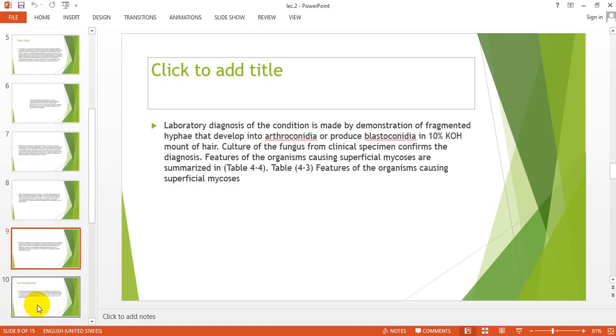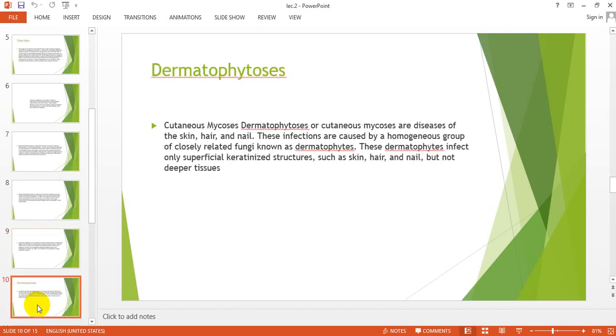Laboratory diagnosis of the condition is made by demonstration of fragmented hyphae that develop into arthroconidia or produce blastoconidia in a 10% KOH mount of hair. Culture of the fungus from the clinical specimen confirms the diagnosis. Features of the organisms causing superficial mycosis are summarized in Table 4.4 and Table 4.3.